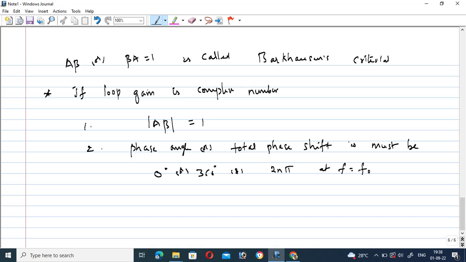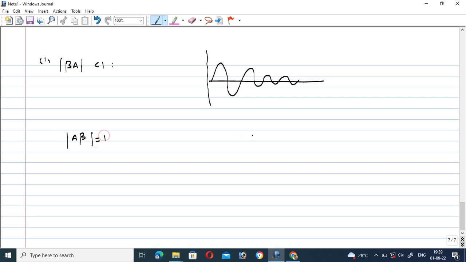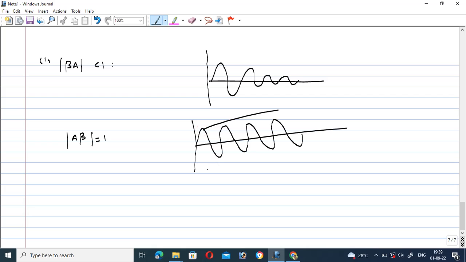Let us see some of the waveforms related to the beta value. What happens if the loop gain is not unity? What are the consequences? Suppose the waveforms appear like this. If the A beta value is less than unity, the waveform is decaying. Suppose the A beta value is equal to 1, at that time it produces a constant amplitude, which is also called undamped oscillations. Let me draw the other waveform.